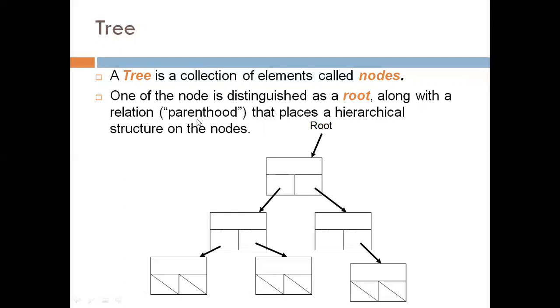Along with it comes the relation of parenthood, meaning this node will be called a child of this root, and this root is a parent of this and parent of this. And in the same way, this node has two children. This is the left child and this is the right child. This node has only a right child, not a left child.